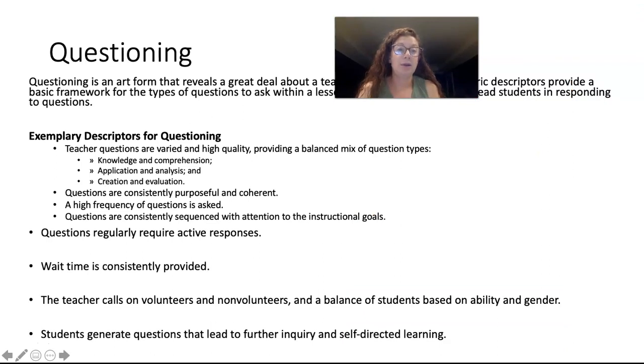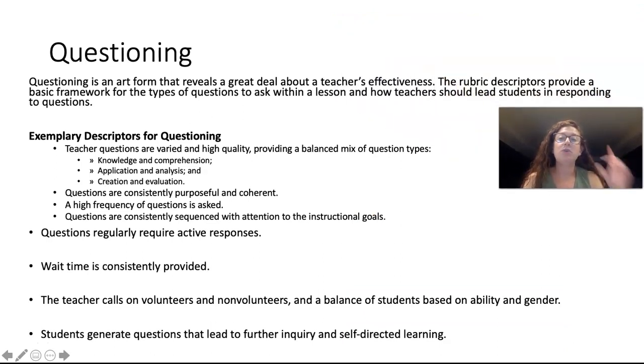All right, y'all, we're coming to the end, I promise. The next one is questioning. Questioning is an art form. It reveals a great deal about a teacher's effectiveness, and the rubric descriptors provide a basic framework for the types of questions to ask within a lesson and how teachers should lead students in responding to the questions.